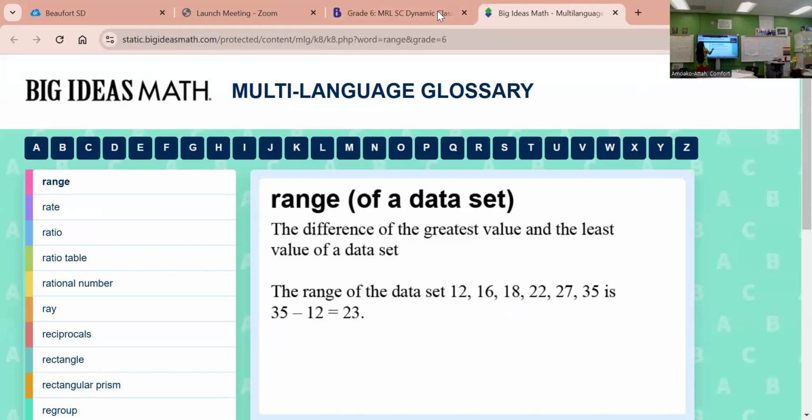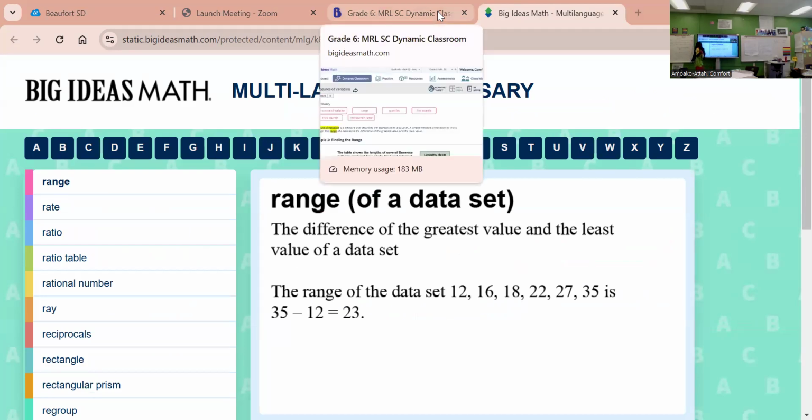Then we come to the range. We already treated the range as well. The difference between the greatest value and the least value is the range. Now let's see the set of data here. Identify the highest number, then identify the lowest number, which is 12. Find the difference. That becomes your range.